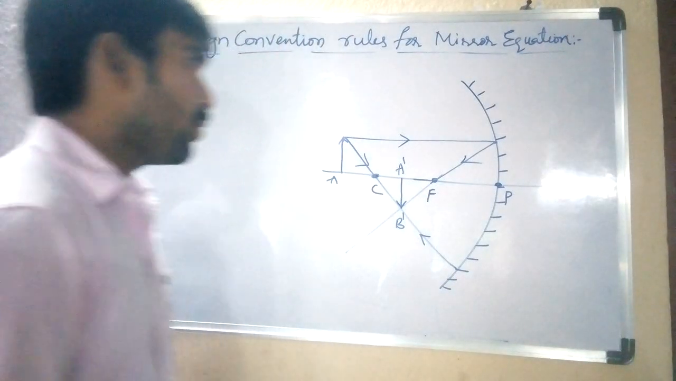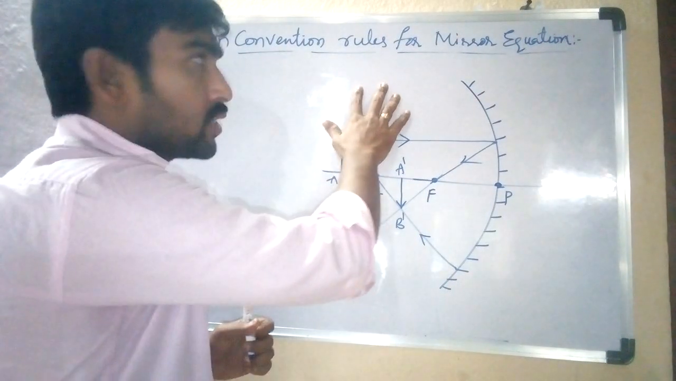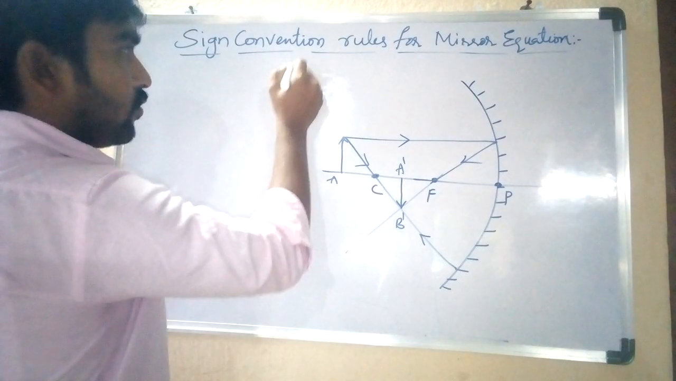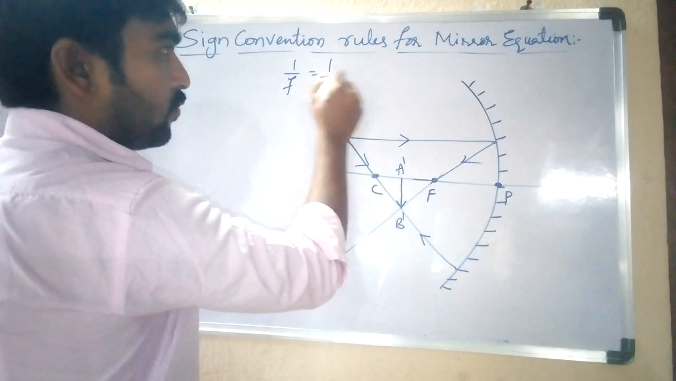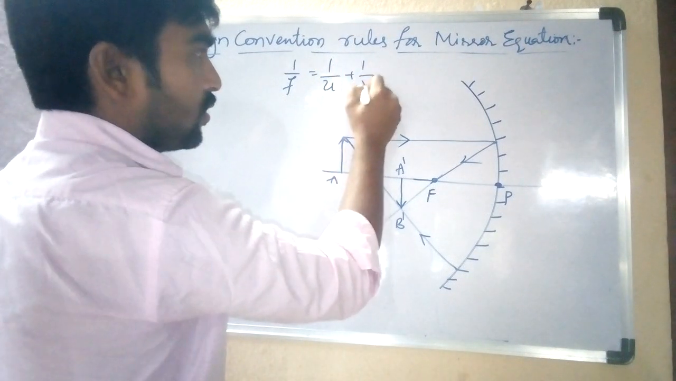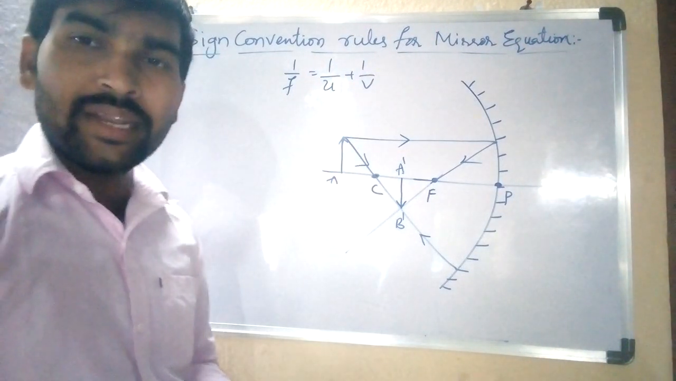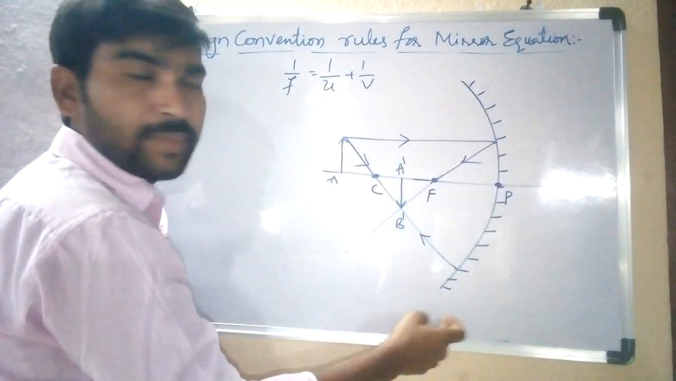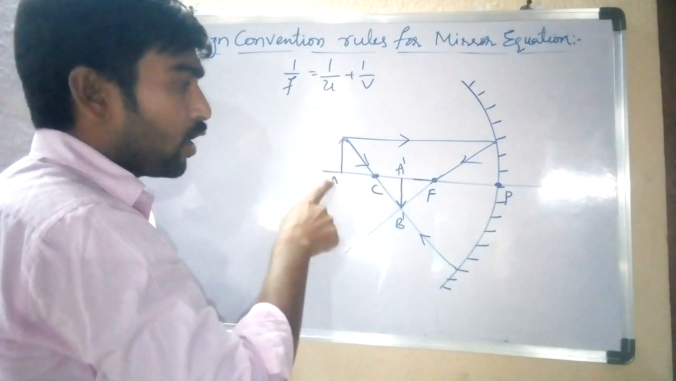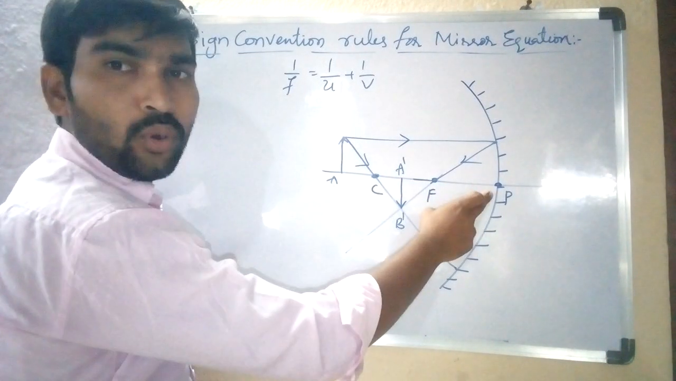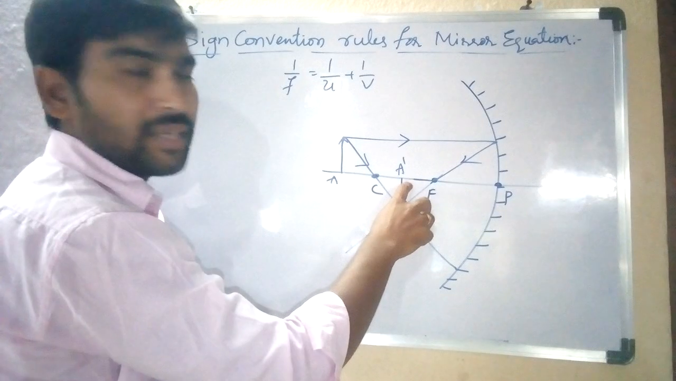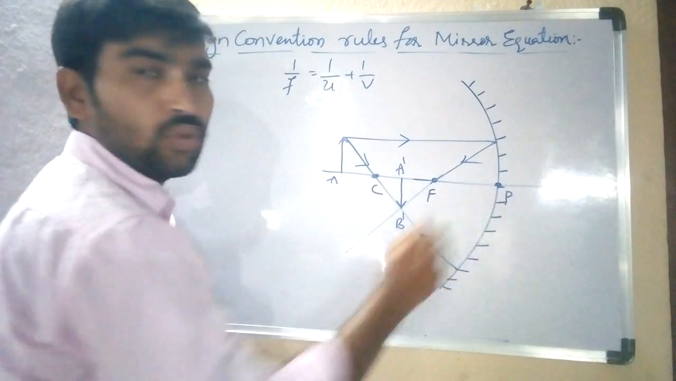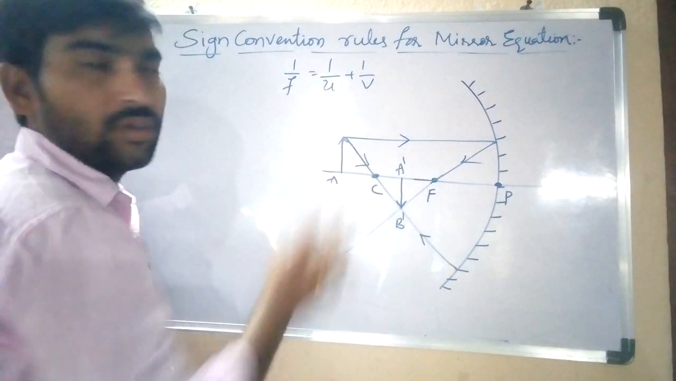Now we are discussing the sign convention rules for the mirror equation. What is the mirror equation? 1 by f is equal to 1 by u plus 1 by v is the mirror formula. Here f indicates the focal length of the spherical mirror, u is the object distance from the object to the pole, and v is the image distance from the image to the pole. So this is about the mirror formula.